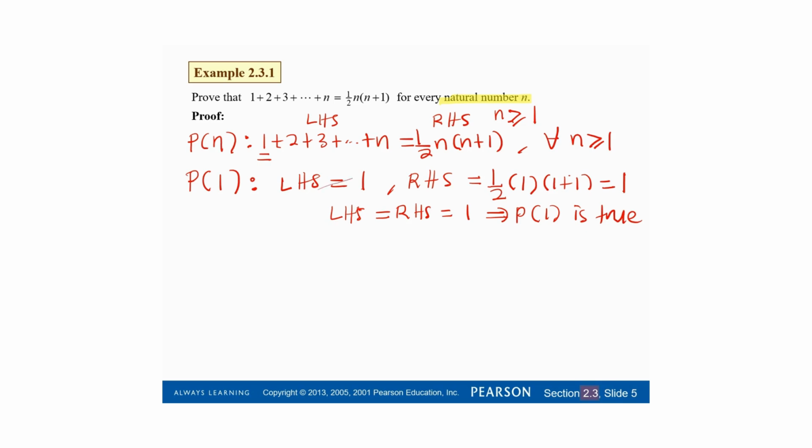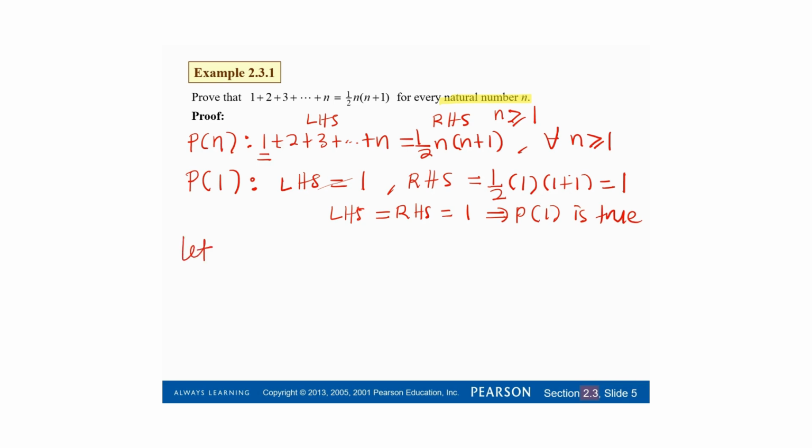So the second step in mathematical induction is what? We need to show the induction step, where the induction step consists of the statement: if Pk is true, then Pk plus 1 is true. So our antecedent, or hypothesis, is that we need to assume that Pn is true for the case of n equals k. Right? So we write like this.